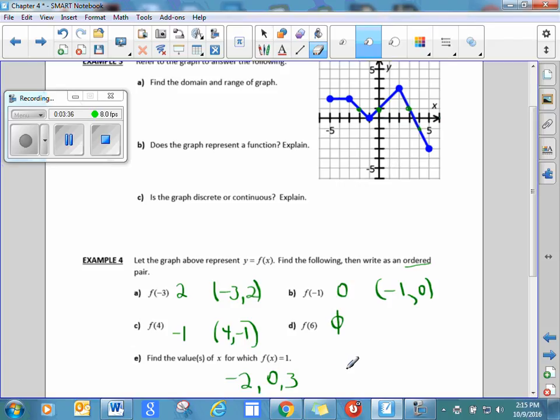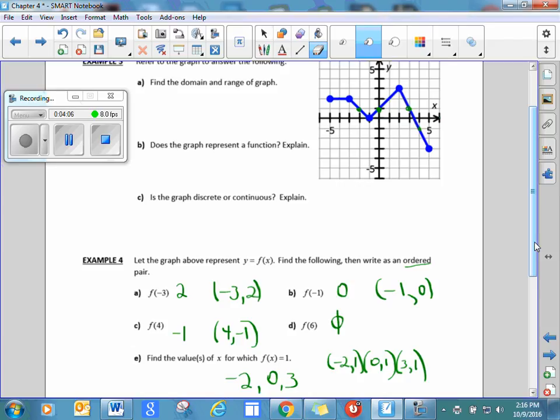I wish I could write these ordered pairs. I'm going to try here. Let me see. So -2, 1, 0, 1, and 3, 1. So notice the y values repeat. There's a 1 here, and a 1 here, and a 1 here. But your x values are all different.